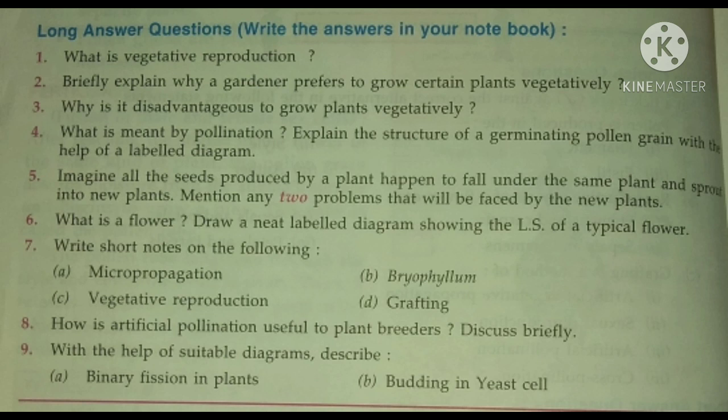Next, draw a neat labeled diagram. So on page number 21 you will get the answer. So it is a typical flower. You have to label the important parts. Draw the diagram neatly and label the parts.